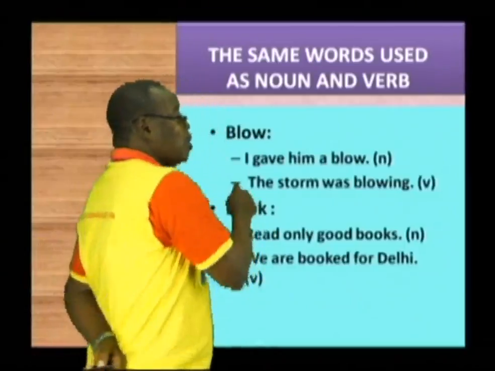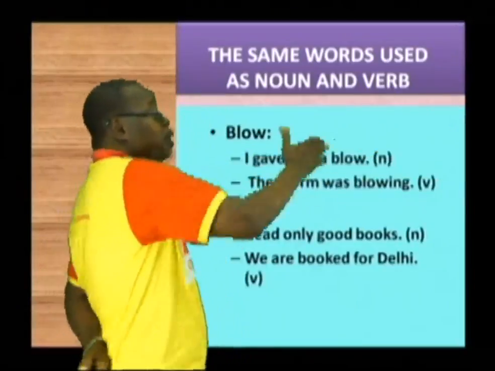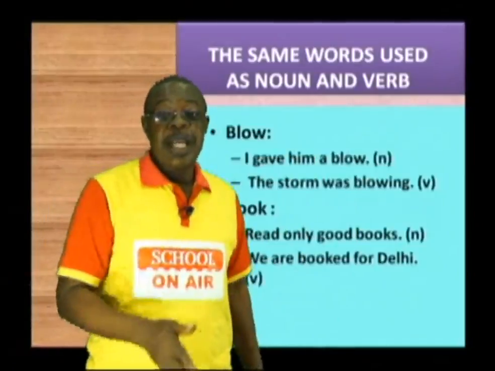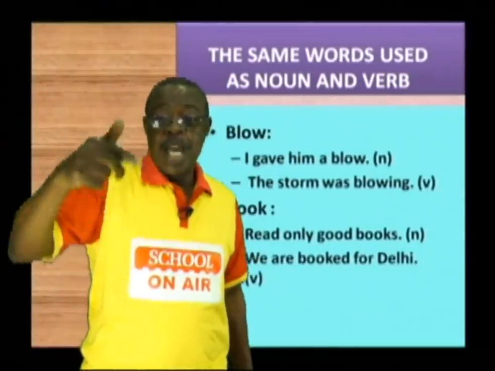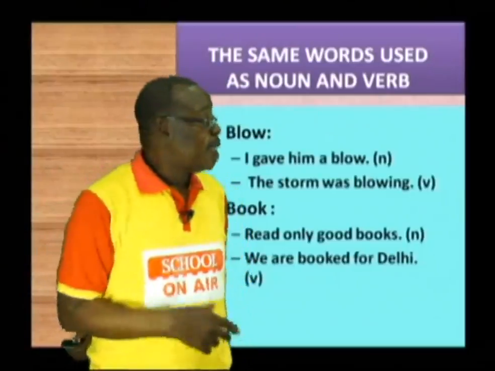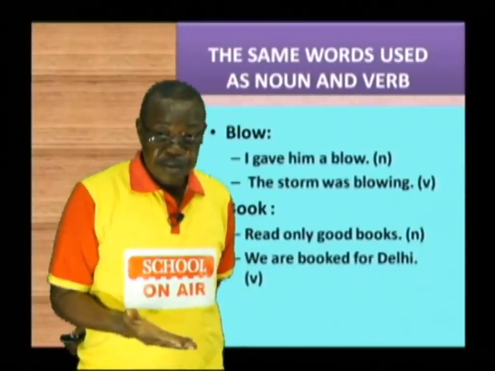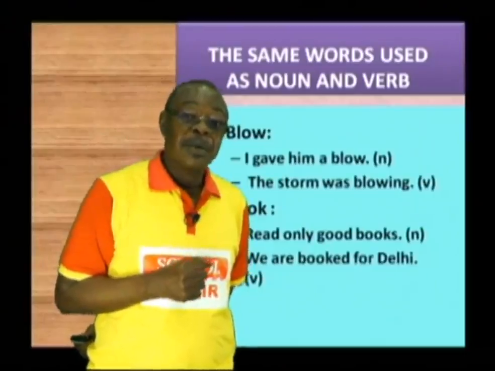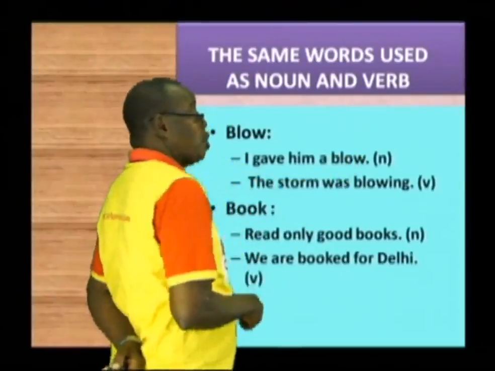Now, look at the next one. The storm was blowing. The way blow is used there is in the past continuous tense: was blowing. So you can see the word blow being used not only as a noun but as a verb. That's one example. Take note. So you look at the context of the word. What shows you there that that one is a noun? You have the word 'a' before it. Okay, what shows you that it's a verb?